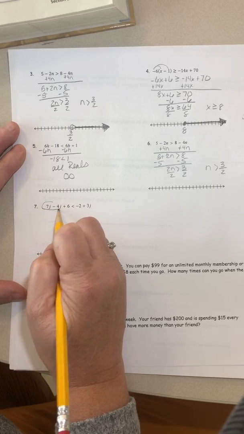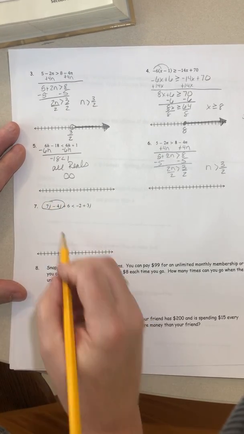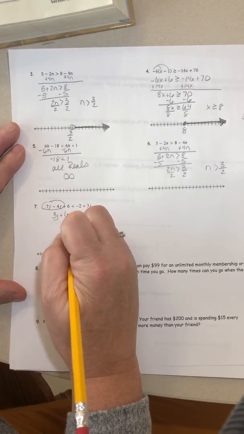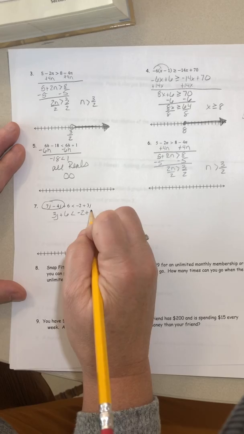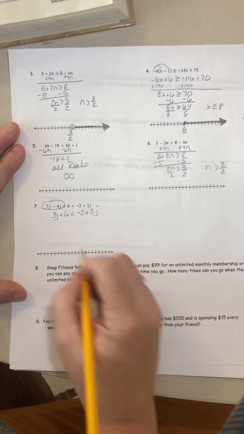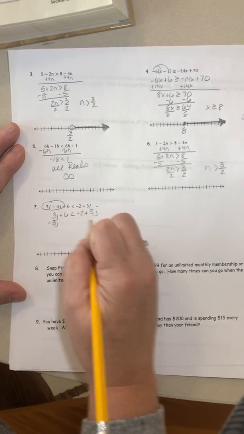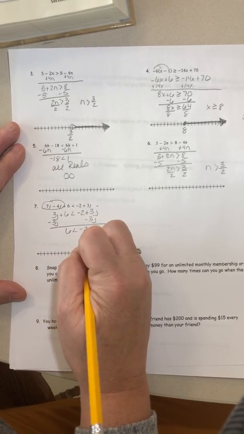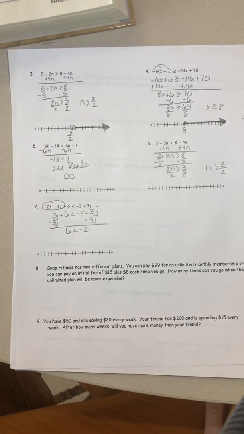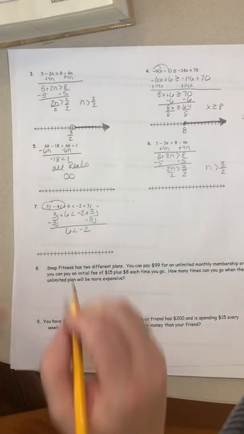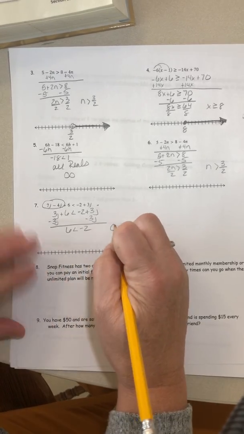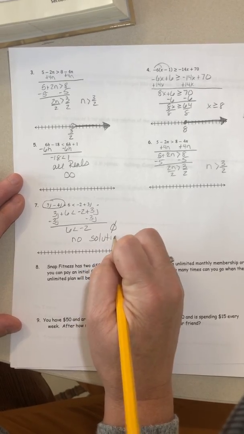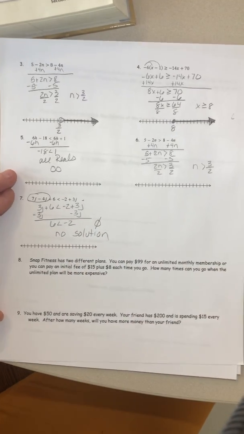Number 7. First thing I need to do is put like terms together. 7j minus 4j is 3j, plus 6 is less than negative 2 plus 3j. When you subtract 3j from both sides, you have 6 is less than negative 2. Well, a positive 6 is not smaller than negative 2, so that means there is no solution to this one. There will never be a solution to that inequality.